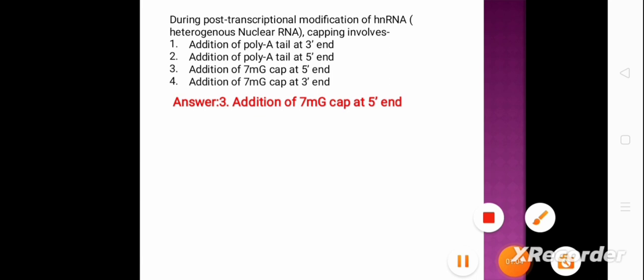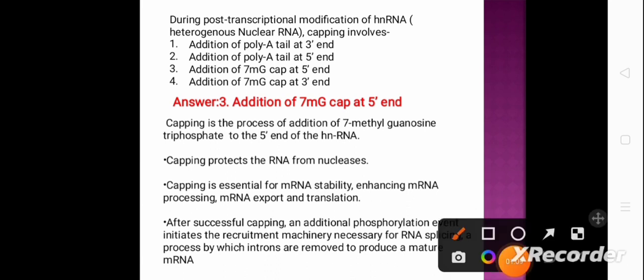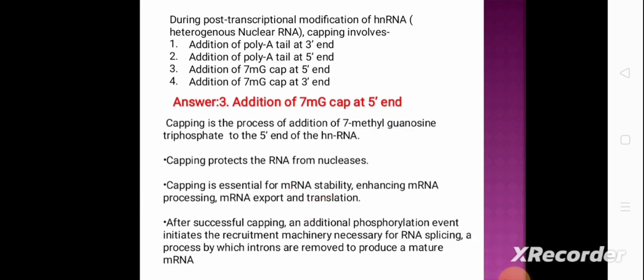Now let's discuss capping. Capping is the process of addition of 7-methyl guanosine cap triphosphate to the 5' end of hnRNA. It protects the RNA from nucleases. It is essential for mRNA stability, enhancing mRNA processing, mRNA transport, and translation. After successful capping, an additional phosphorylation event initiates the recruitment machinery that is necessary for RNA splicing, a process by which the introns are removed to produce a mature mRNA.